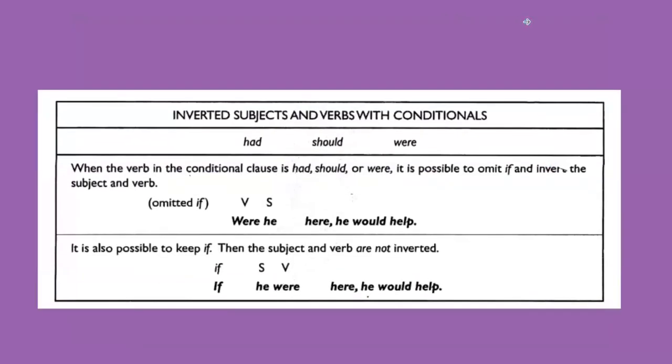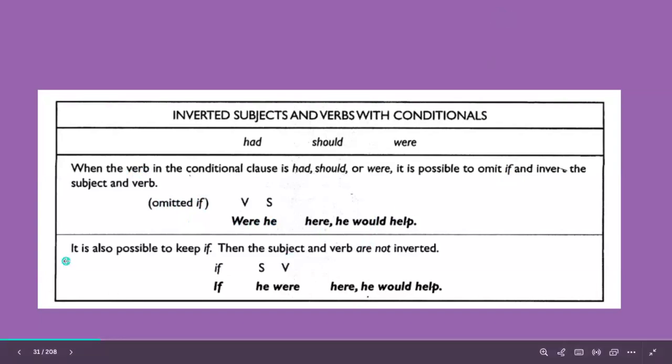Now, sometimes subjects and verbs are inverted with conditionals: had, should, were. When the verb in the conditional clause is had, should, or were, it is possible to omit if, which we normally see. We're used to seeing these sentences with the word if, and invert the subject and verb. If you see this sentence, it has omitted if. "Were he here, he would help."